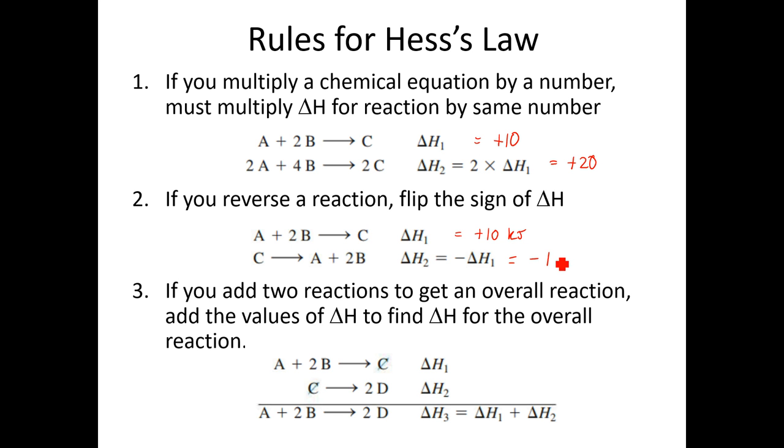If you were to reverse this reaction and just flip around who's the reactants and products, then the delta H would be negative 10. And then if you add up two reactions, the delta H for the new reaction will be the sum of these two original delta H values. So again, if this one has a delta H of plus 10, and let's say this reaction has a delta H of negative 7, then you would add up these two values. So you have plus 10 and negative 7. The new reaction would have a delta H of plus 3 kilojoules. So these are the three rules that we're going to be applying in Hess's Law.